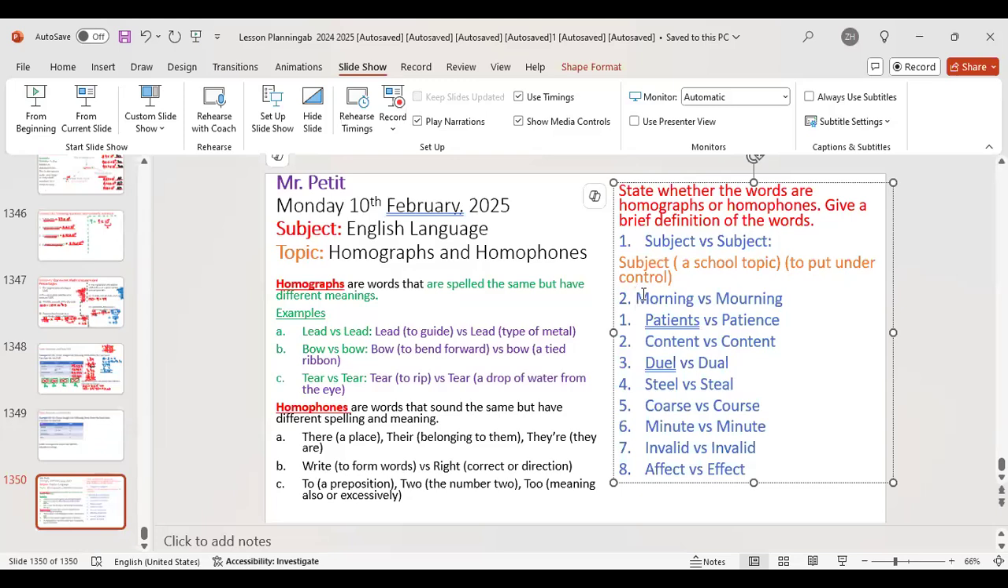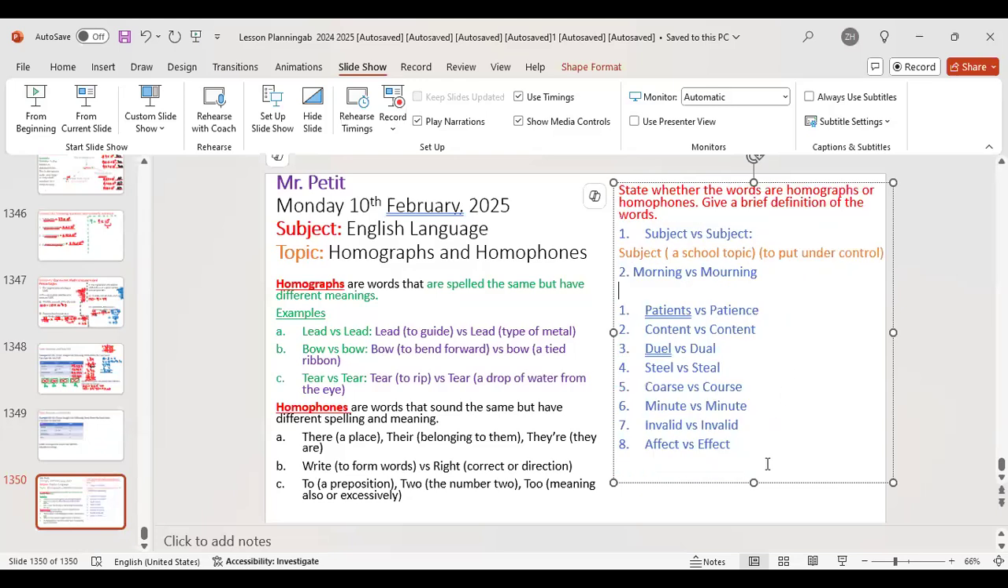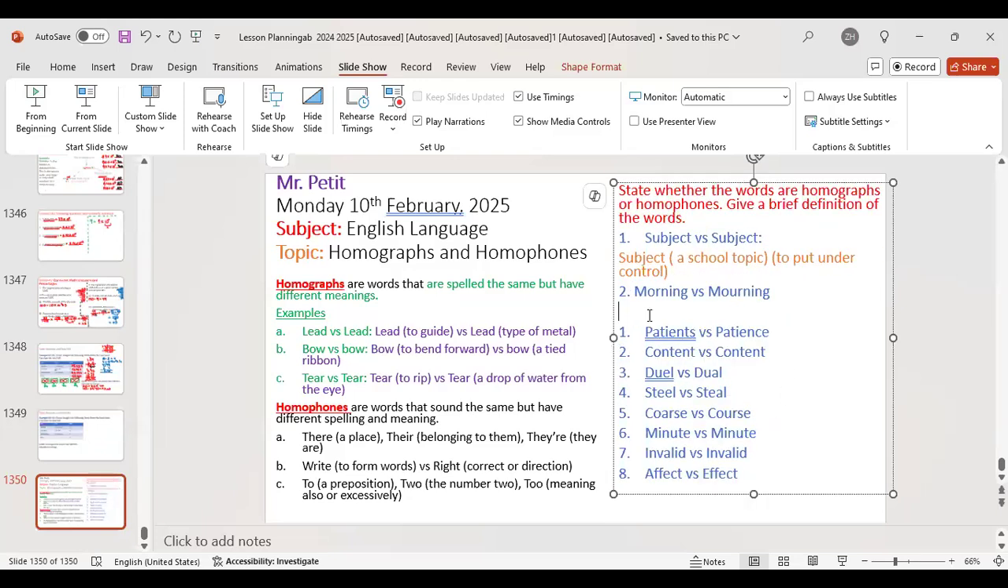Morning versus mourning. What is that? Morning is the time of the day, the start of the day, daytime. Mourning is to grieve, to mourn someone's death, the expression of sadness for someone, a feeling of grief. Very good. That's true.